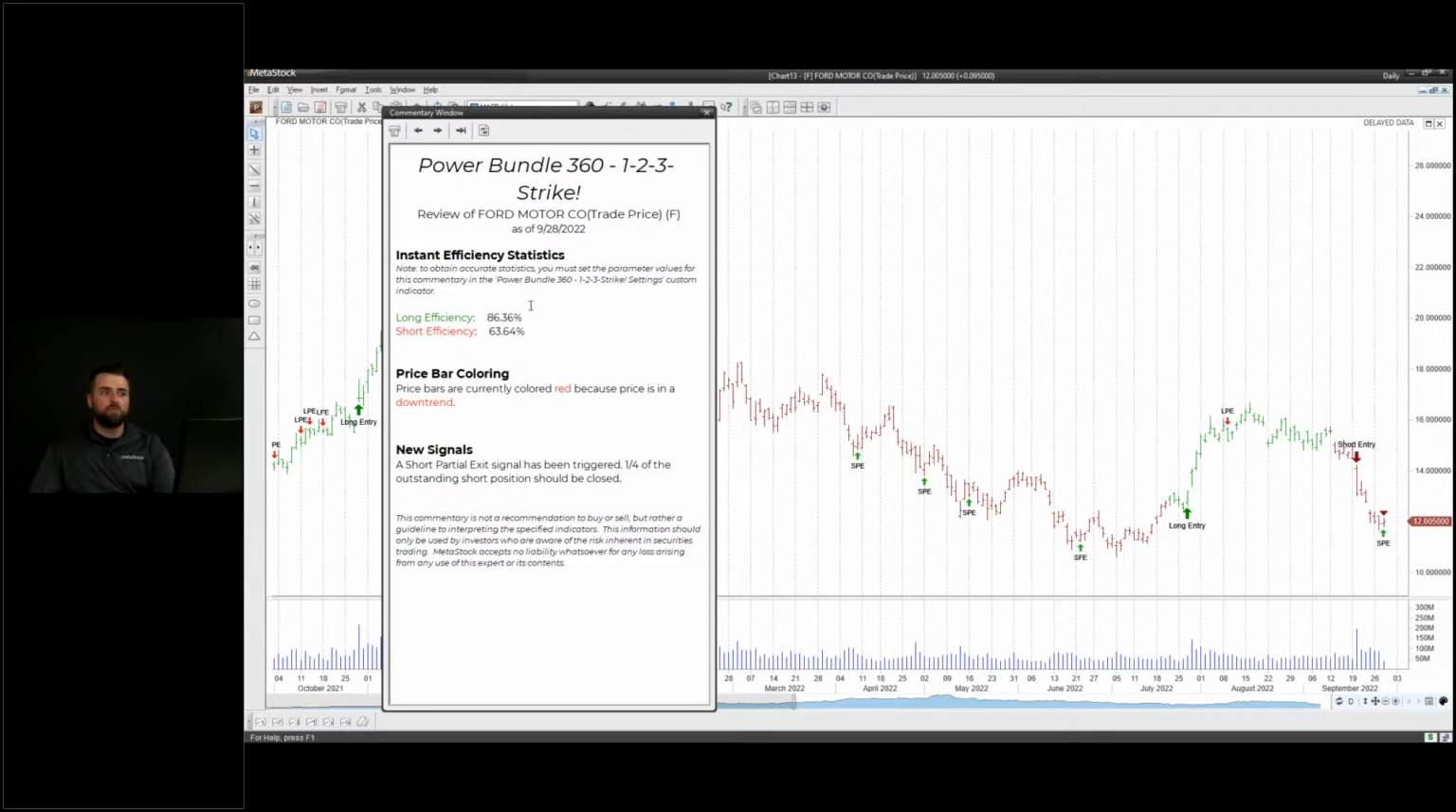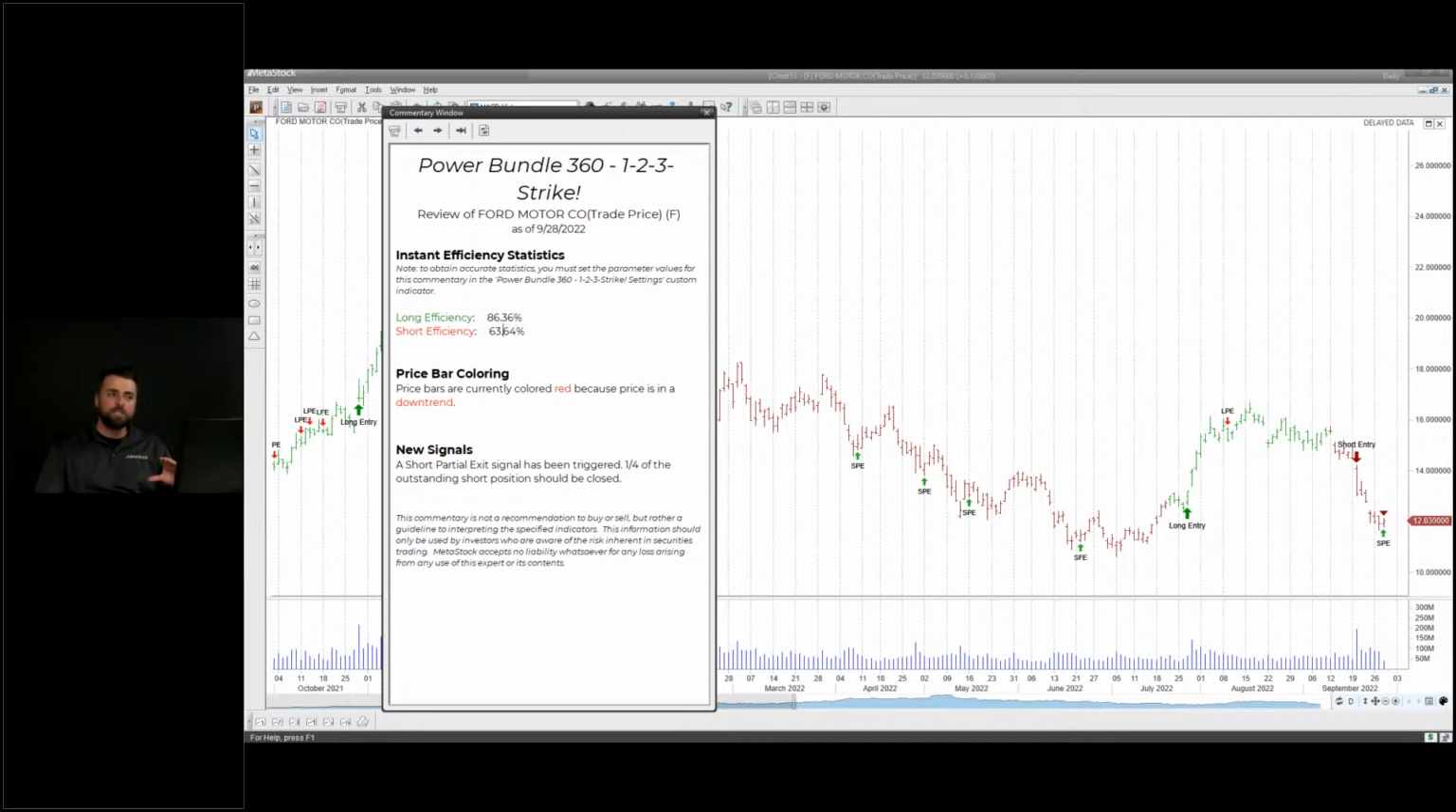So by turning this on, one of the first things that you'll see in this commentary, we didn't see it before, but this is a unique way of having an expert advisor work: Daniel was able to create what he calls the instant efficiency statistics. So what this does is it tells you, okay, if you have the power bundle 360, 1, 2, 3 strike on Ford, which is what we're on right now, as you can see here, F is the symbol for it, if you're trading in this system long, it has 86.336% long efficiency. So it wins 86% of the long trades.